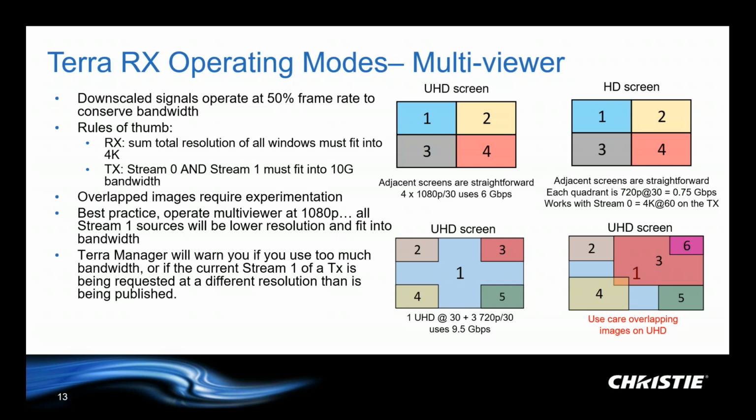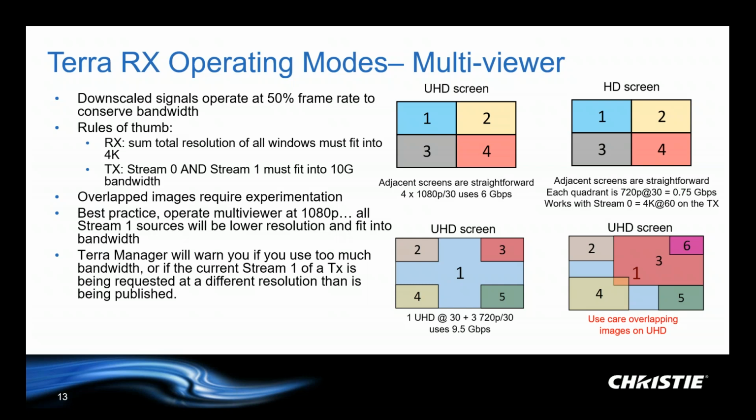Now, on the receiver end, the receivers can display up to 32 sources at the same time, but the sum total of the resolution of all those little windows, in terms of pixels, must fit into 4K. There are some instances where you might be oversubscribing the RX, trying to get it to subscribe to more than it can chew, more than it can actually import over the 10 gigabyte bandwidth.